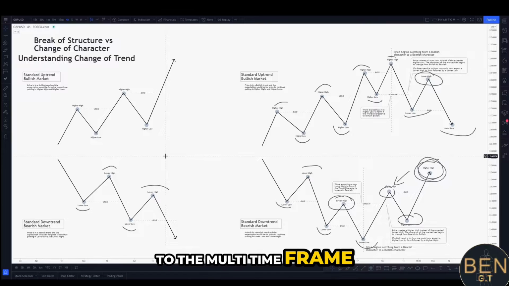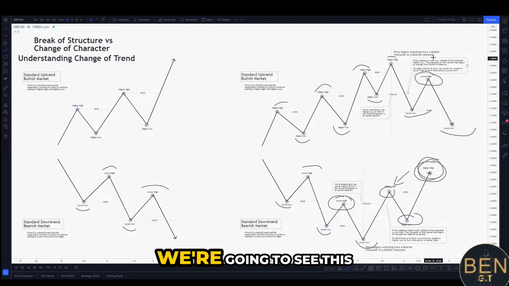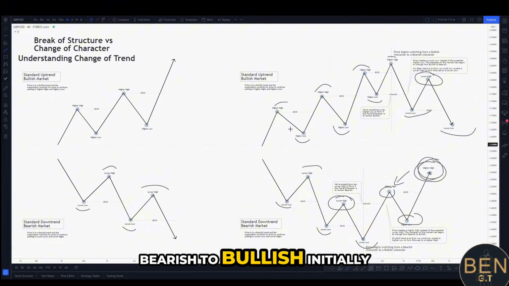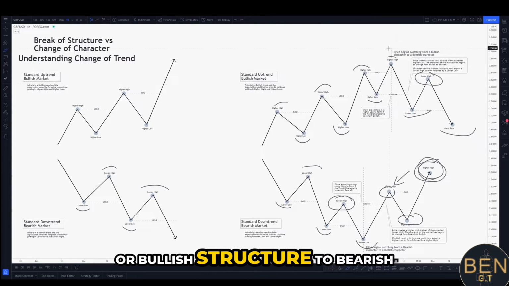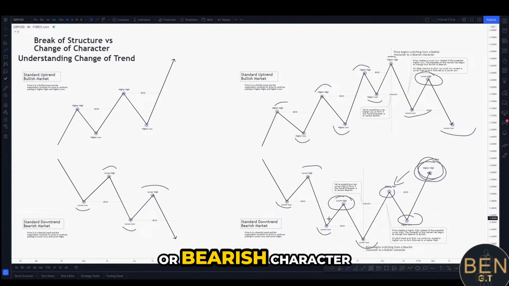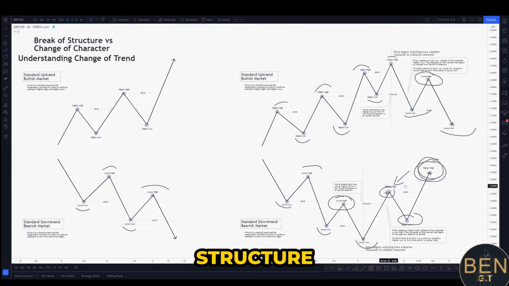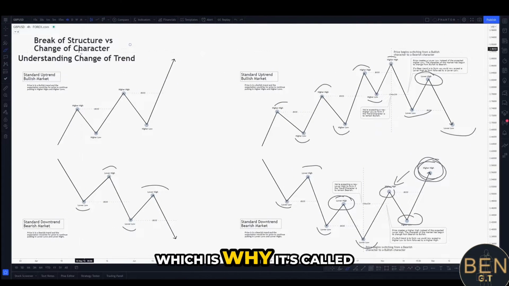to the multi-time frame aspect of the chart, because what you're going to see when you look at any price chart, any trend, is this type of market structure playing out when we're switching from bullish to bearish, bearish to bullish. Initially, we had a bullish character or bullish market structure. Once we break the previous higher low, we have then switched the character from bullish structure to bearish character or bearish structure. In this case, we are seeing bearish market structure, and then we broke the previous lower high, forming a higher high. We've now switched from bearish character or bearish structure to bullish structure or bullish character, which is why it's called the change of character.